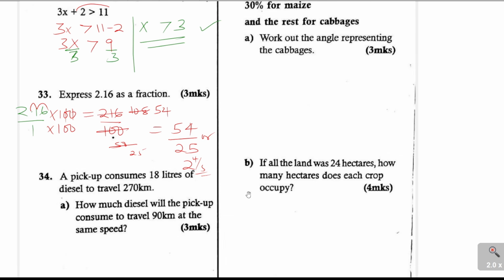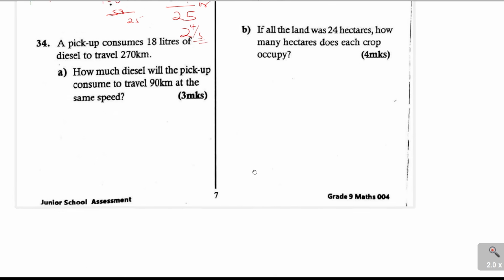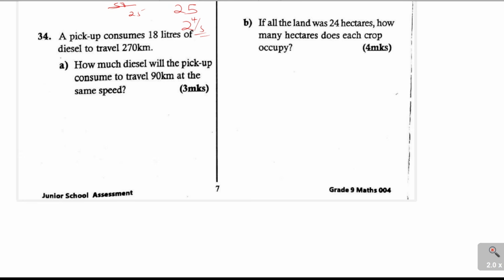We go to the next question, question 34. A pickup consumes 18 liters of diesel to travel 270 kilometers. How much diesel will the pickup consume to travel 90 kilometers at the same speed?